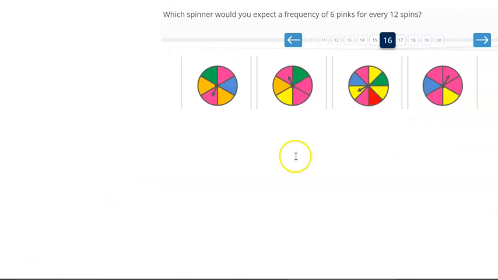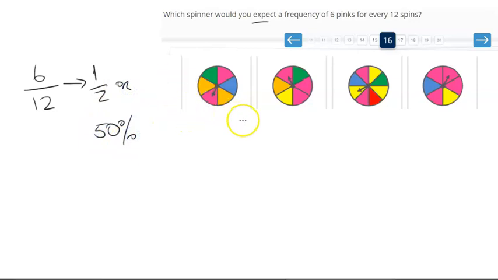Question 16, and this will be the last example that we look into before you tackle your skill. We want to see which spinner from these 4 spinners would you expect a frequency of 6 pinks for every 12 spins. 6 pinks for every 12 spins. So if we did 12 spins all up and we had 6 spins, this is the equivalent of half or 50%. So of the 4 different types of spinners, we need 50% of them to be pink.